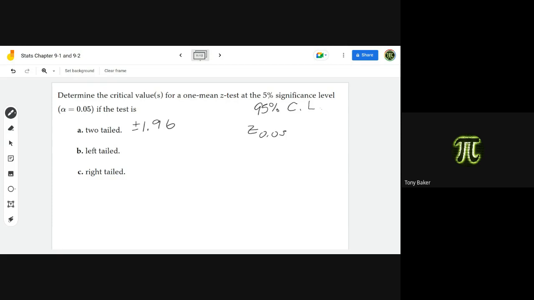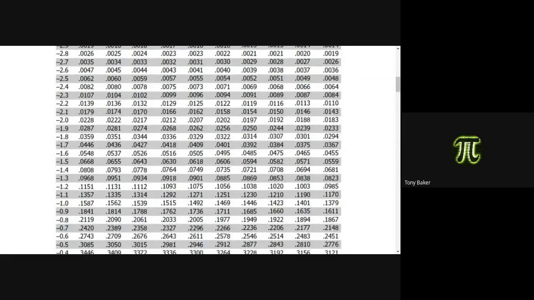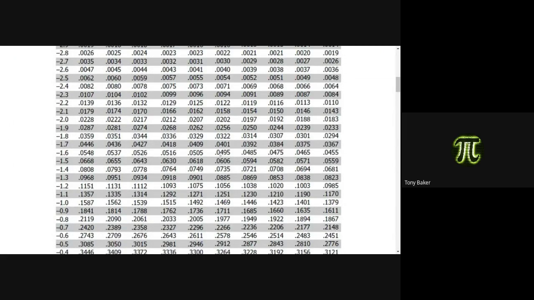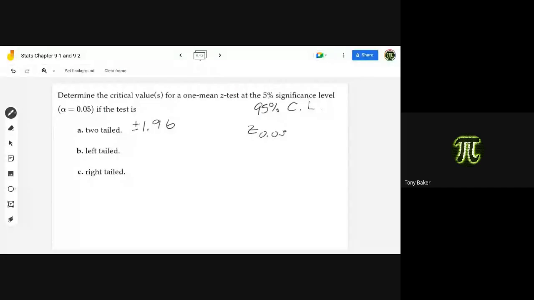Now your left-tailed and right-tailed, this is where we're looking for just the 0.05, which should be 1.645. So if we look here, 1.64, yeah, that's the 0.05. So left-tailed is going to be the negative 1.645. And the right tail would be the positive of that.